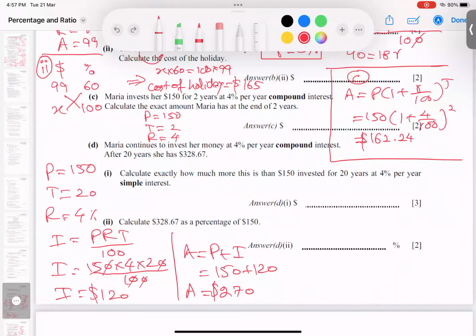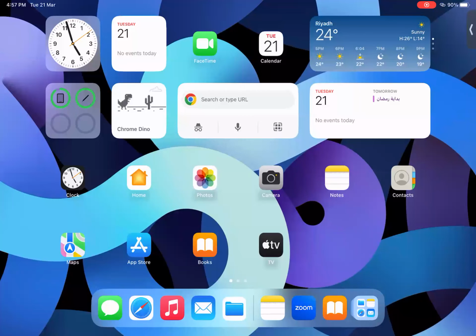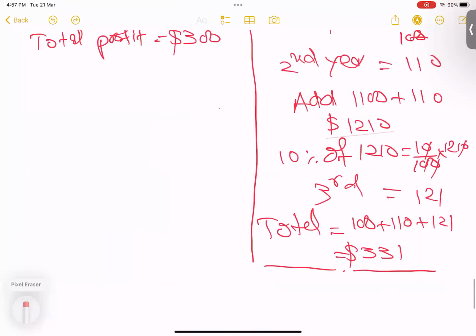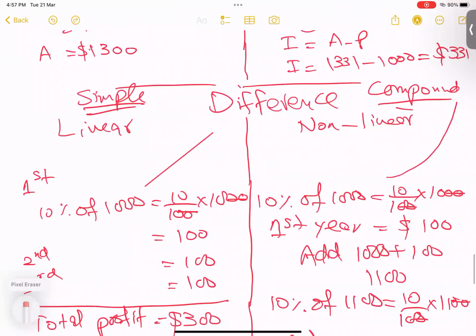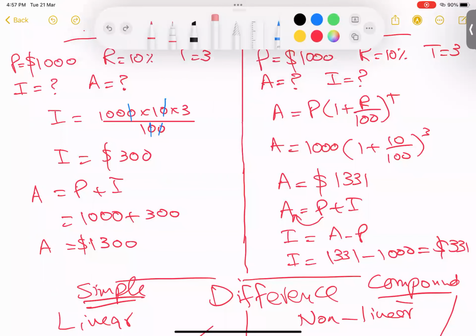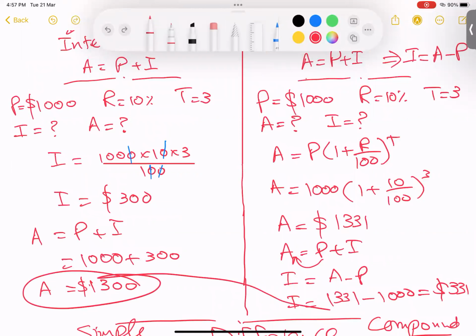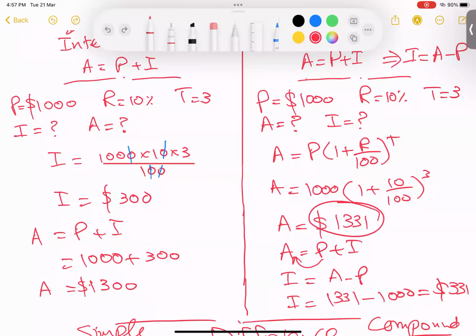Look at it, very simple, students. Compound interest, she is getting 328.67. Simple interest, she is getting 270. You remember? I go back. This concept I delivered to you, and I showed you that when you go for simple interest, your money is always lesser as compared to the compound. Compound is always more.